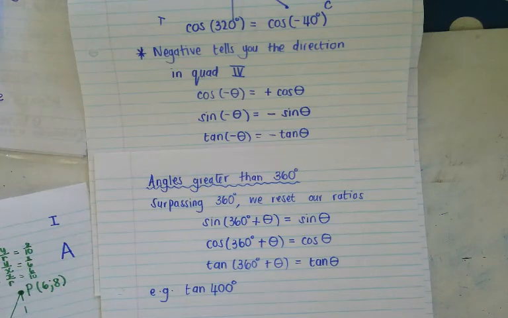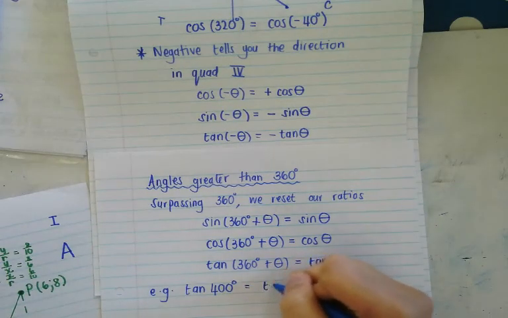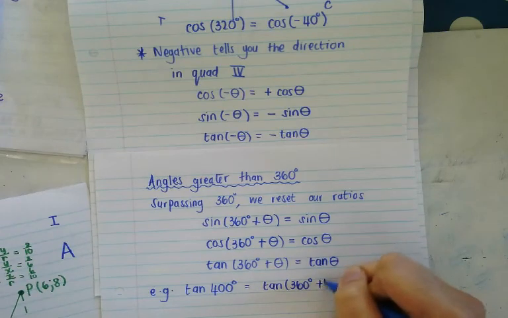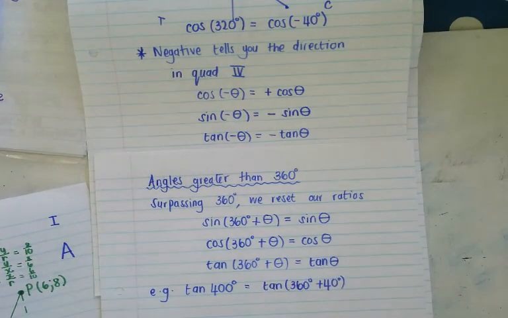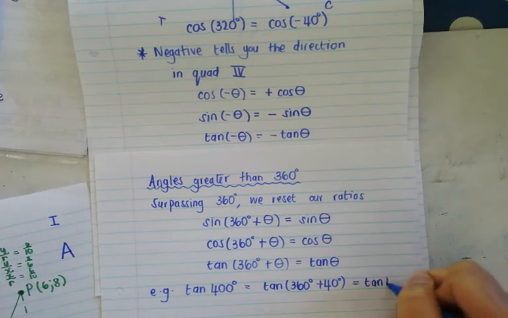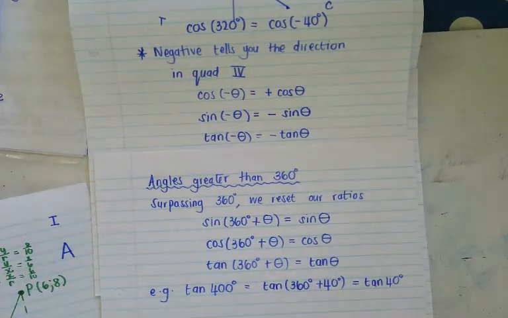So what am I adding to 360 to get to 400? So I can say tan of 360 degrees plus 40. That means I can reset to tan 40. So tan 400 is the same as tan 40.